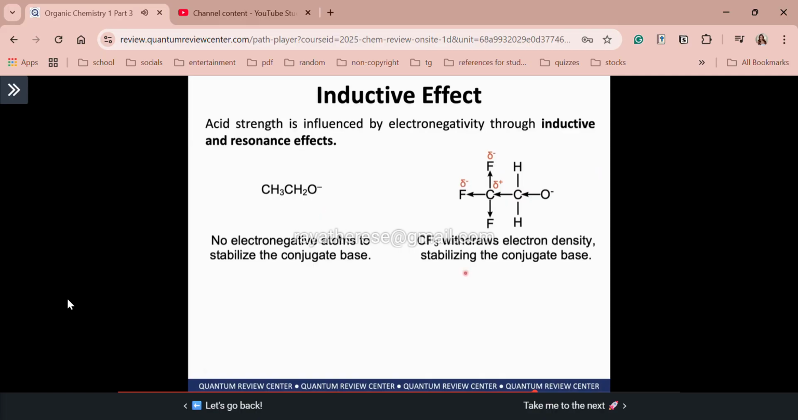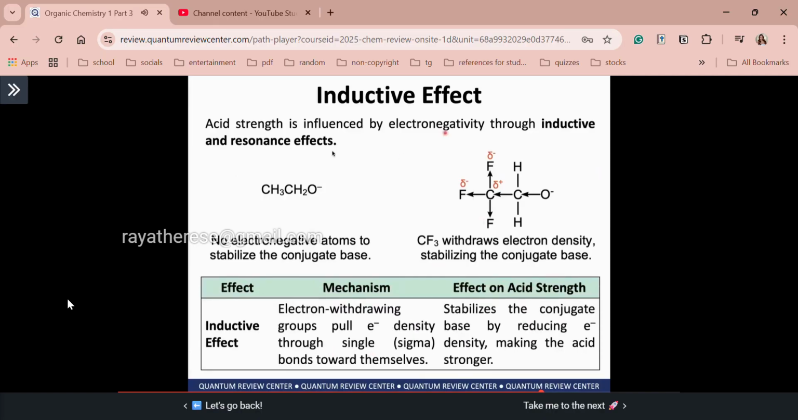Now, on the other hand, if you have a CF3 substituent, it will withdraw electron density through sigma bonds, thereby stabilizing the conjugate base here in our molecular structure. Remember class, your F will withdraw electron density. So again, the withdrawal or donation of your electron density is through your sigma bonds here due to electronegativity differences. The mechanism: electron withdrawing groups, such as your halogens, will pull electron density through your single bonds, or sigma bonds, toward themselves. So, for instance, now we have this molecule, and of course, this is a stronger acid compared to your molecule here. So, what is this molecule?